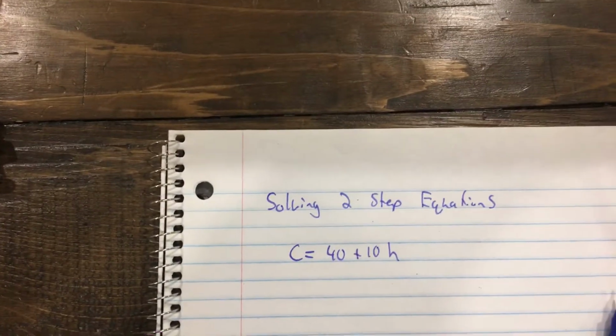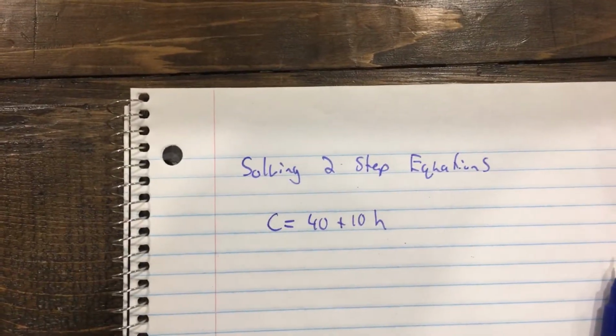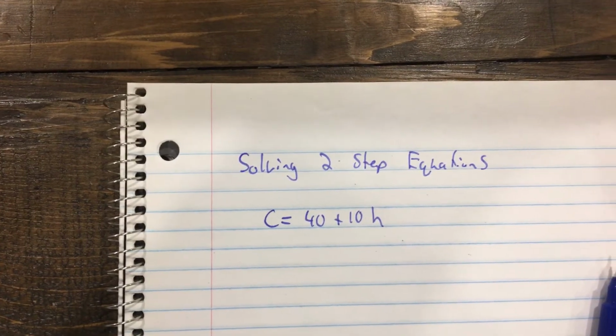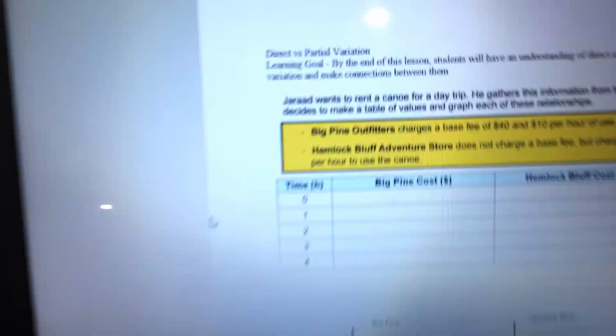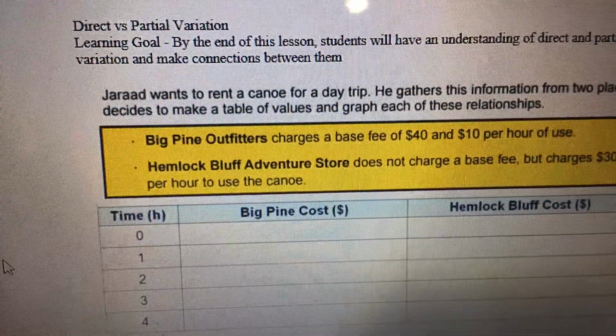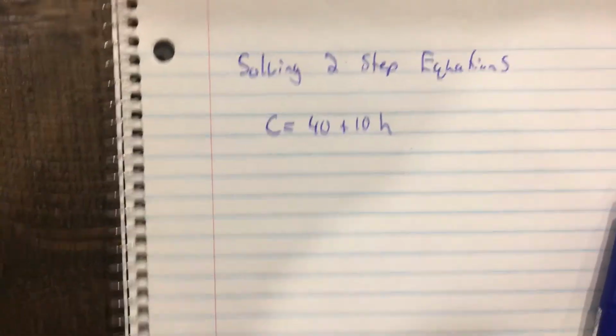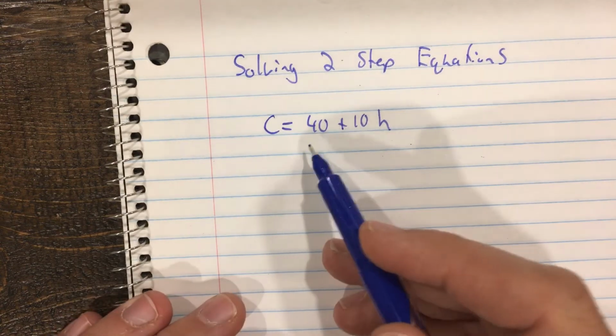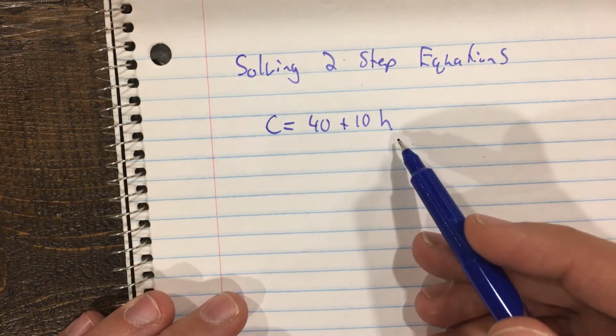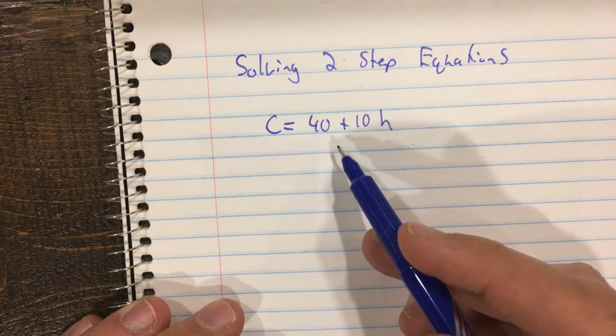Next, we're going to look at two-step equations, solving two-step equations. And we're going to go back to the Big Pine Hemlock Bluff example. Remember the Big Pine example? They charged a base fee of $40 and $10 per hour. So we are going to start with that equation. The cost is $40 up front and $10 an hour.